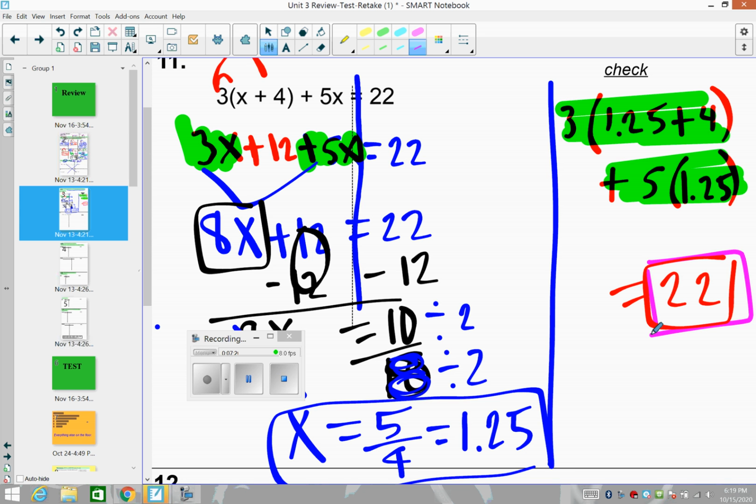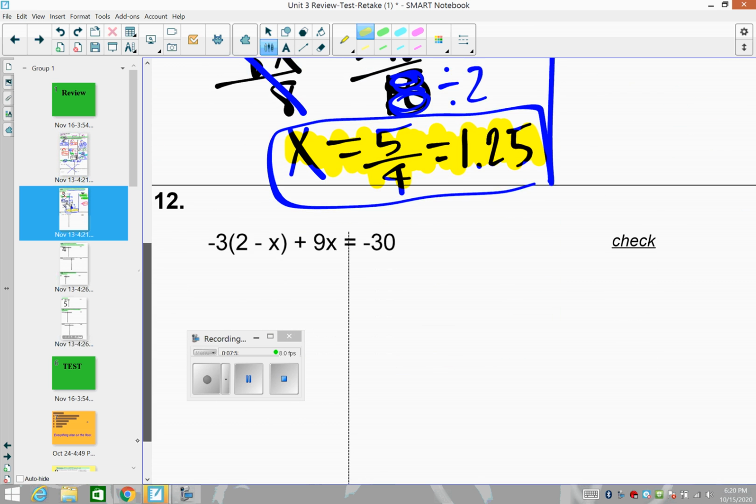Using my calculator, you're definitely able to use your calculator when you're doing the check step, just to verify that you do indeed have the correct answer. And sure enough, I get 22 when I plug it in. Make sure you are doing that, by the way. So the correct answer for x is 5/4, which is the same as 1.25. We could also have written that as a mixed number, 1 and 1/4. So that's how we solve using distributive property, combine like terms into a two-step equation.